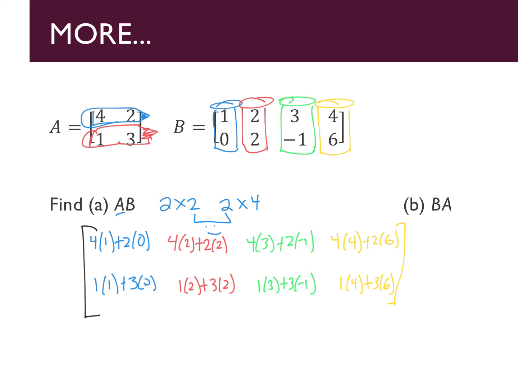All that's left for us to do is to clean this guy up. So we'll have 4, 8 plus 4, 12 minus 2, and 16 plus 12. Row 2, 1, 2 plus 6, 10. Oh, no, sorry. 3 minus 3, and 4 plus 18.